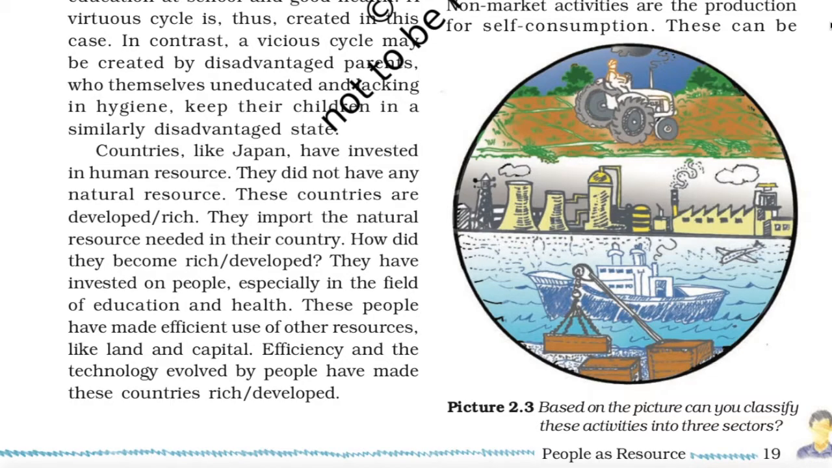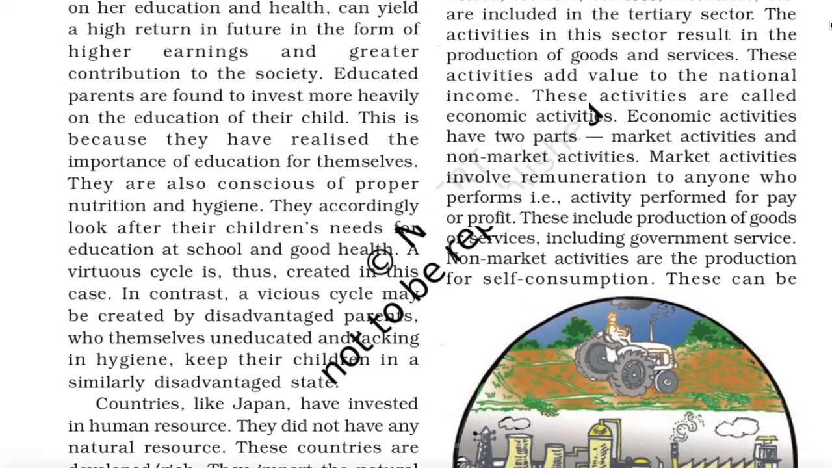They have invested on people, especially in the field of education and health. These people have made efficient use of other resources like land and capital. Efficiency and the technology evolved by people have made these countries rich and developed.